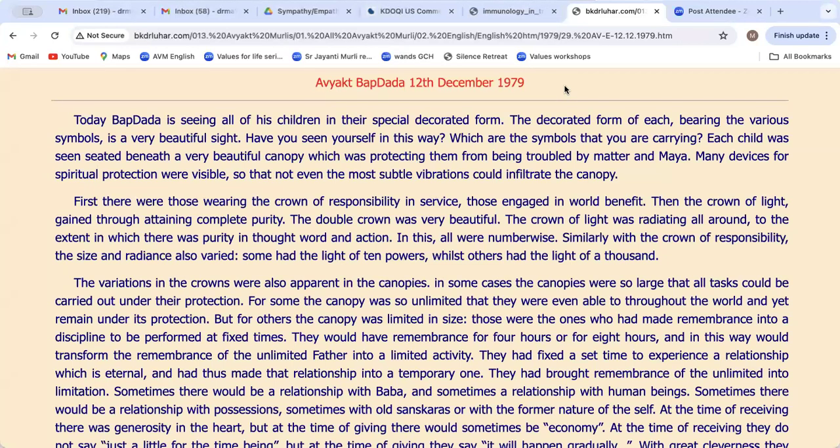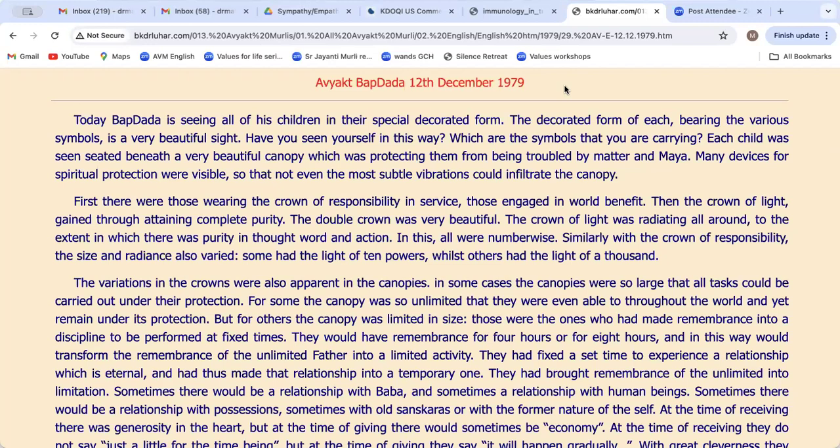So now the first ornament comes. First, there were those wearing the crown of responsibility in service. So it's about the Taj. Baba beautifully speaks about this Taj as Zimmedari ka Taj. And this responsibility is in service, for those who are engaged in world benefit. The second crown is of light, Light ka Taj, which is gained through attaining complete purity, Sampurna Pavitrata. So this double crown was very beautiful.